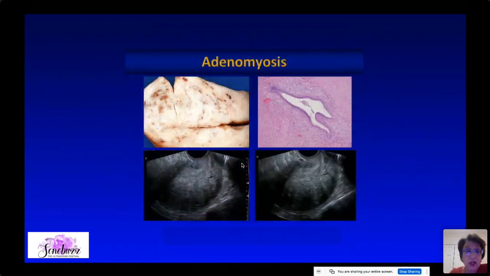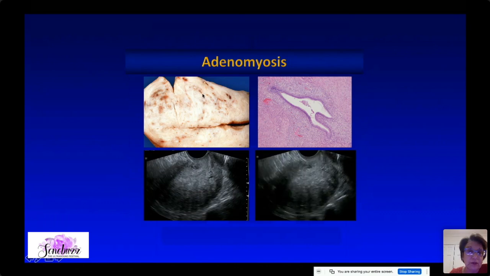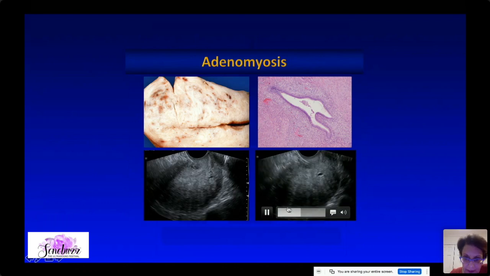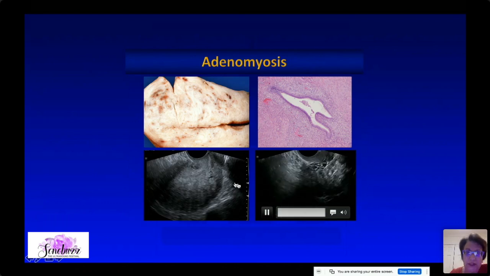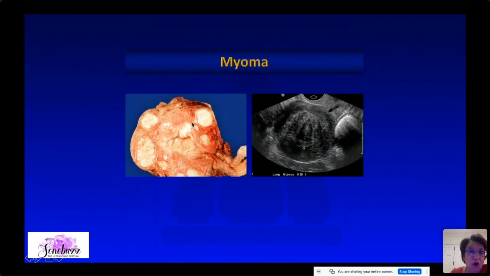So this is the pathology of adenomyosis. You can see that there are no borders to these lesions, and we'll talk about the ultrasound appearance. By contrast, myomas are all well encapsulated, and so they should present as well-defined lesions. In my mind, there is no such thing as an ill-defined myoma.